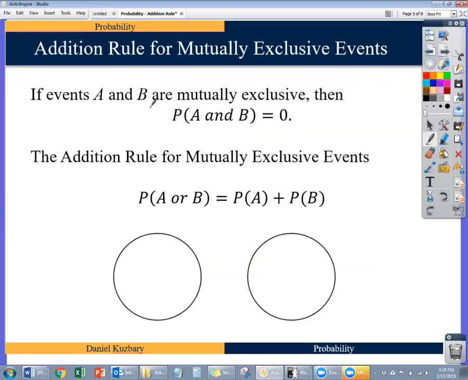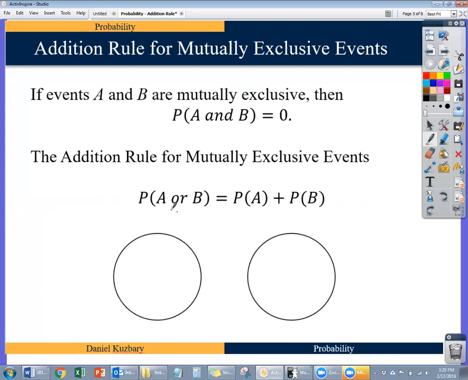So let's look at the addition rule for mutually exclusive events. If A and B are mutually exclusive, then the probability that they both occur is 0. And that just comes from the definition. They can't both happen at the same time, so the probability that they both happen at the same time is 0. It's impossible. And because of that, the addition rule changes a little bit, because now you don't have an "and" part that you're subtracting over here. It's just 0, so we just leave it out.